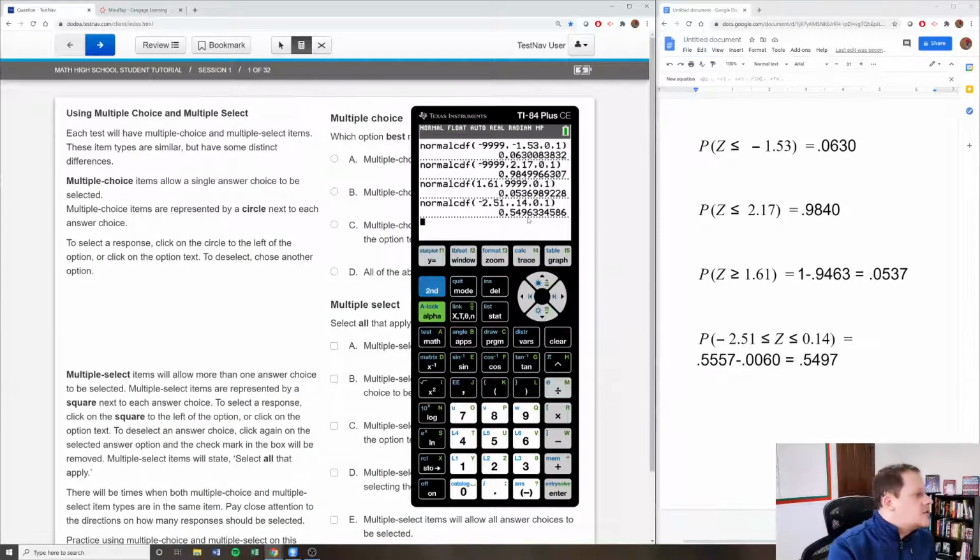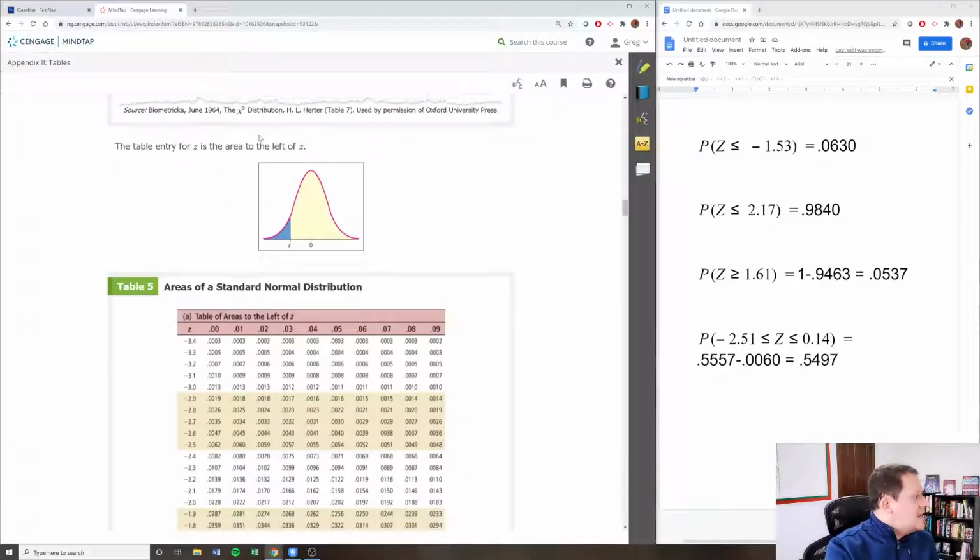0.5496. Okay, so the calculator is giving you an exact answer. The table is actually rounding. These don't just go out to 4 decimal places, so they round. So you might get a slightly different answer using the table versus the calculator, but I would count them both correct. I know what the table and the calculator will give for any question that I give you. So either one would be correct.